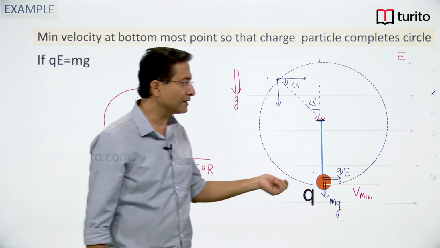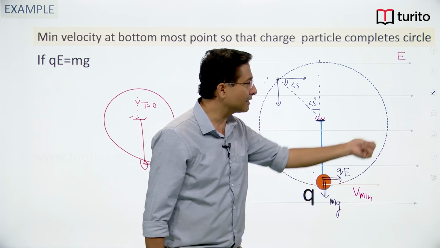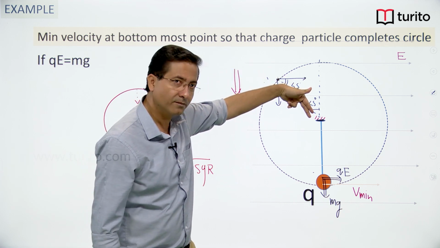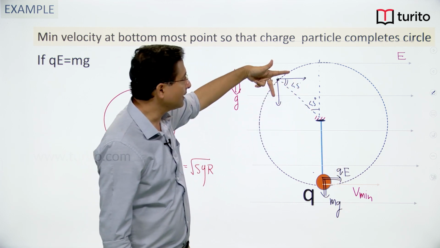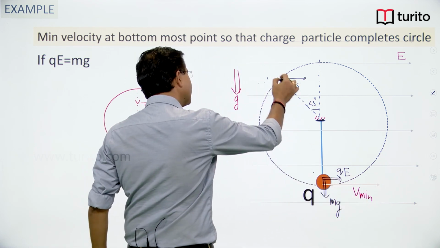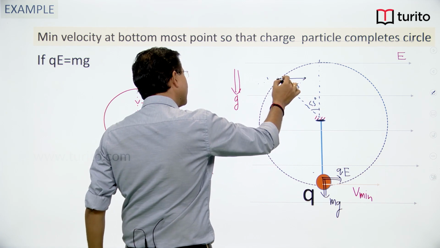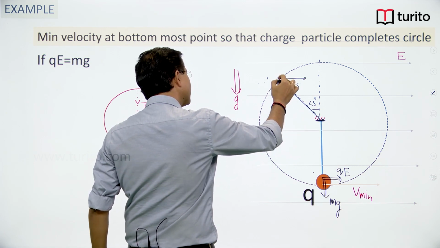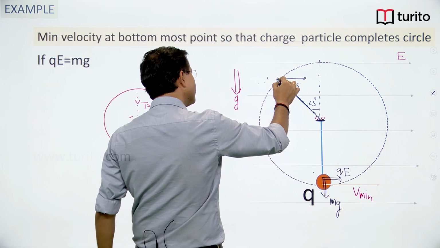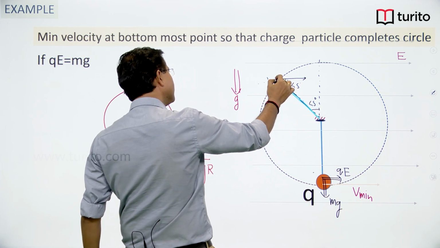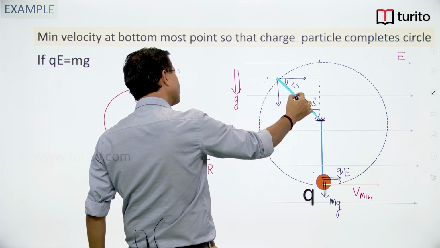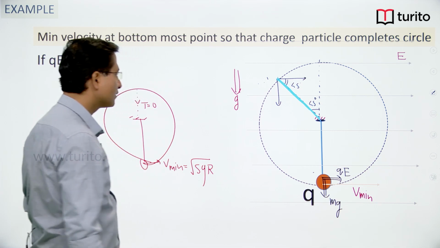Obviously if I project the particle with a velocity higher than this one, then the particle will reach this particular point and then the tension in the string will be non-zero. I need a minimum velocity, right. So if I am projecting with minimum velocity, the condition is that the tension in the string will be 0, right. I am drawing the diagram, this is a string. This blue line is representing the string, right.